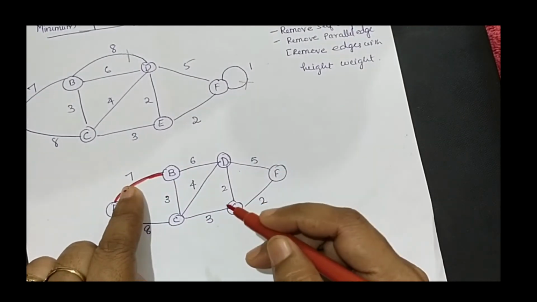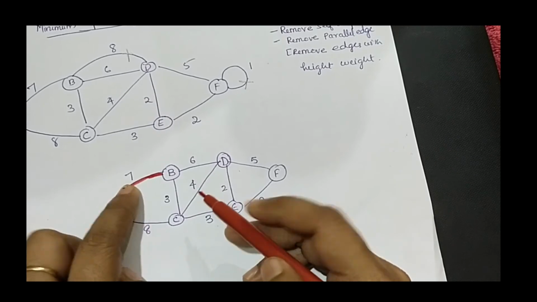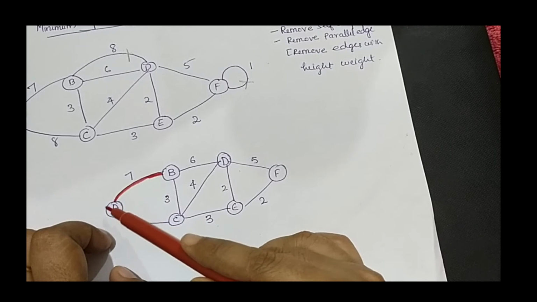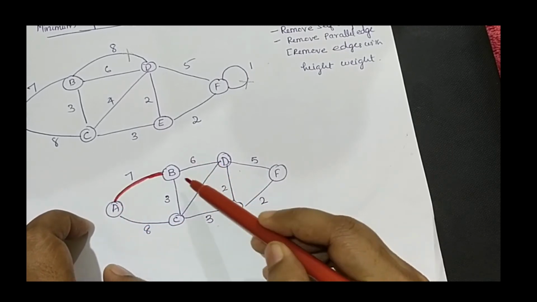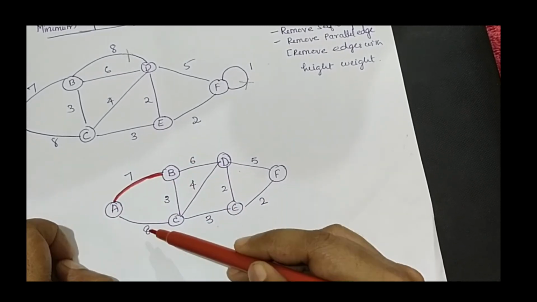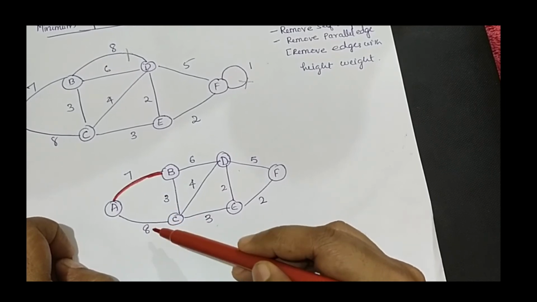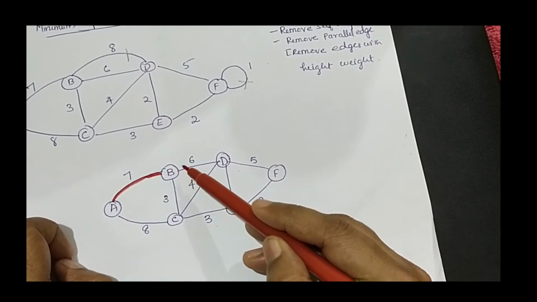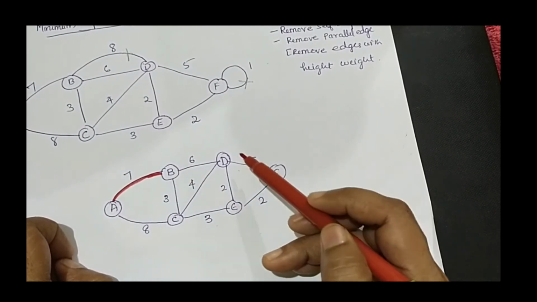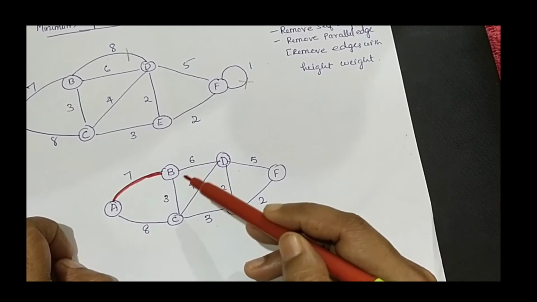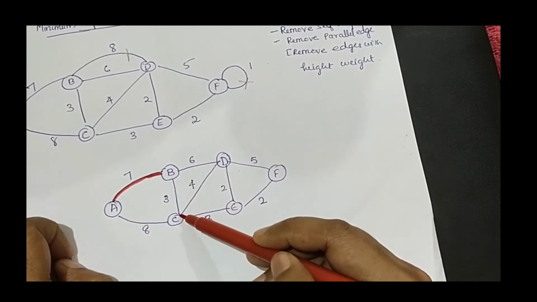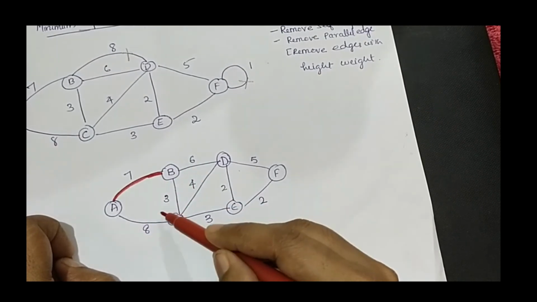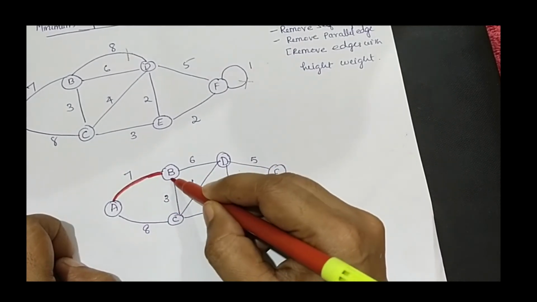Now from A to B you have found a minimum edge, that is the edge having weight 7. Now you have to check which are the outgoing edges. From A you have to take, from B also you have to take. From A the outgoing edge has a weight 8. From B you have two edges: B to D is 6, and B to C is 3. Which one is the minimum out of these three? This one is the minimum, so I'm going to take this.